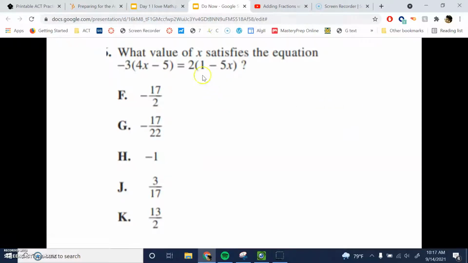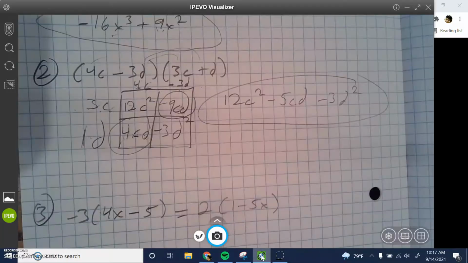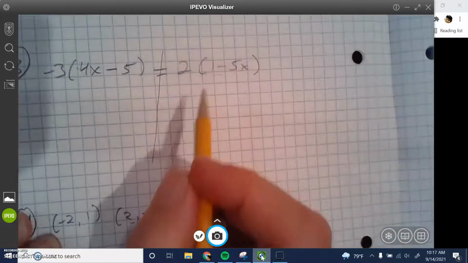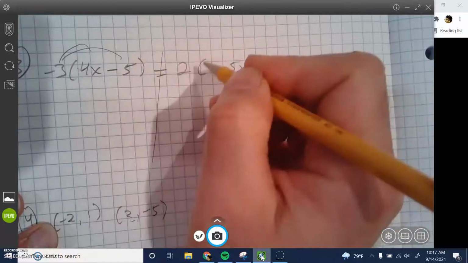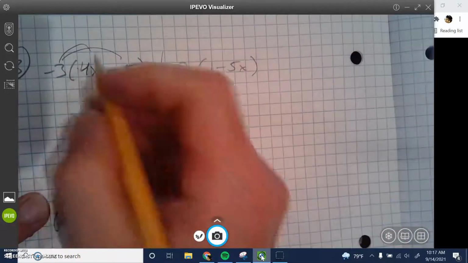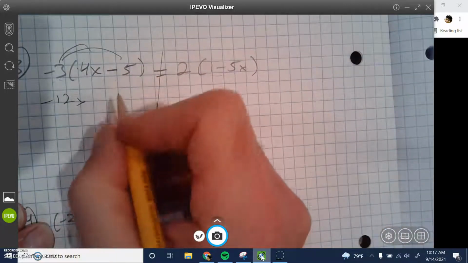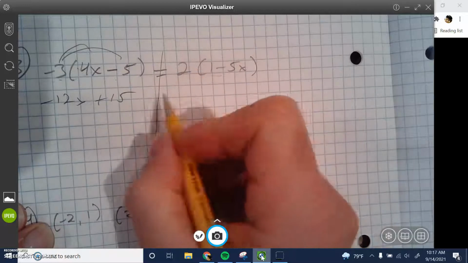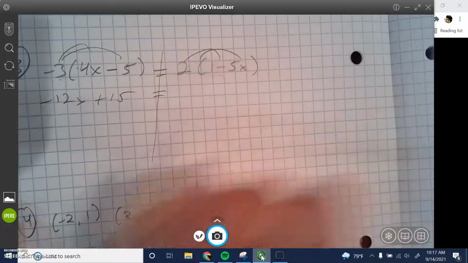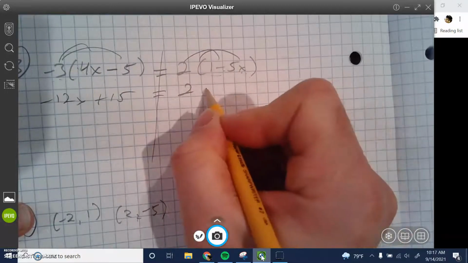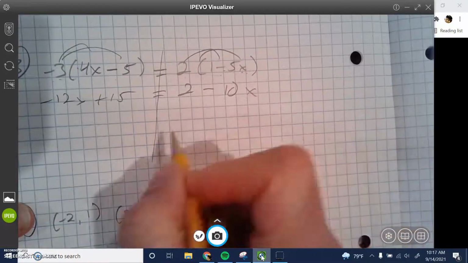Solving this equation for x, what do you get? F, G, H, J, K, go! All right, here we go. Put a line down the equal sign so I don't combine like terms over the equal sign. First step, I'm going to distribute. Negative 3 times 4x is negative 12x. Negative 3 times negative 5 is positive 15. Equals, distributive property over here: 2 times negative 5x is negative 10x.